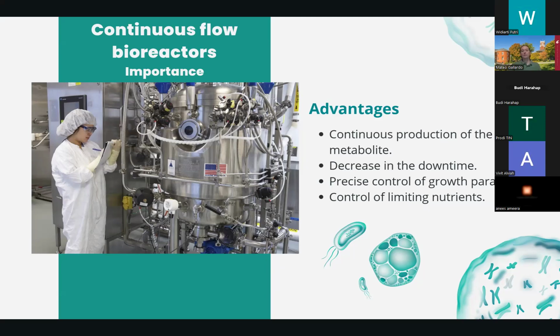Also, control of limited nutrients. So continuing with the example of penicillin, they usually have a nitrogen limiting environment. So we start from low nitrogen concentrations, and then it will make the microbe reach the stationary phase faster, so we can produce the penicillin. So we can also play with these limited nutrients.